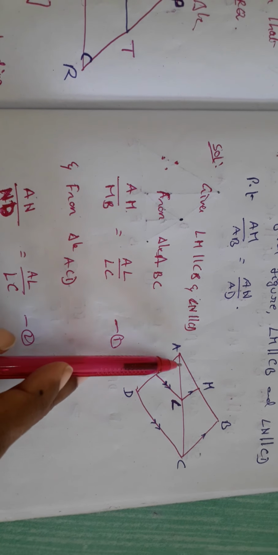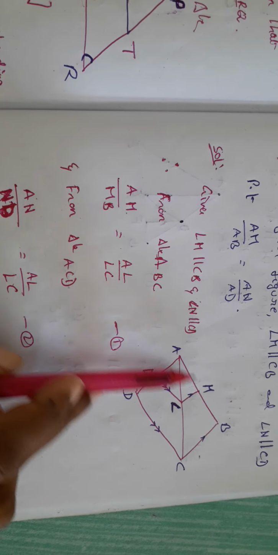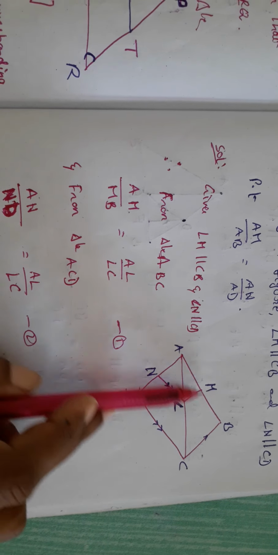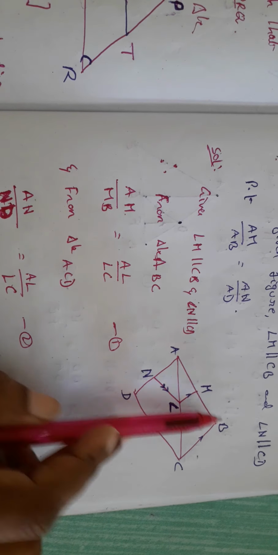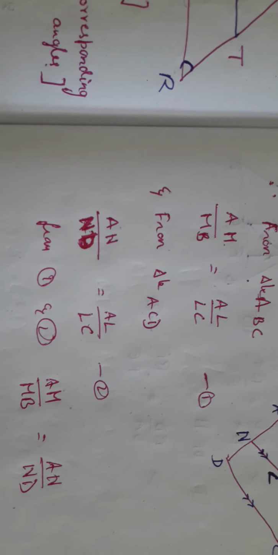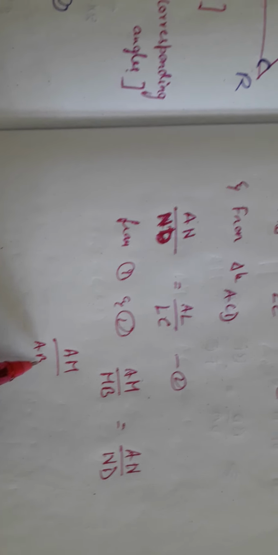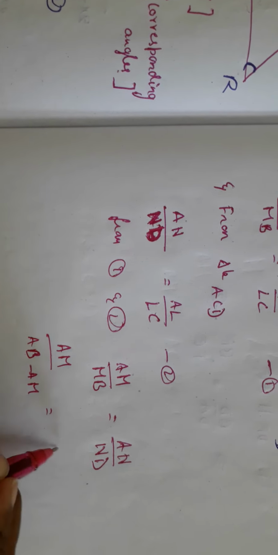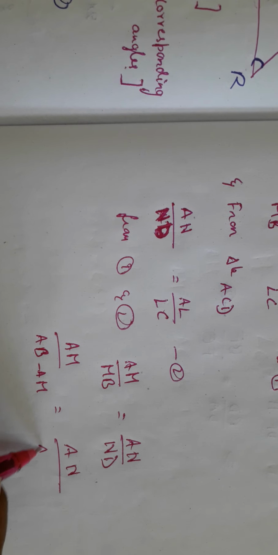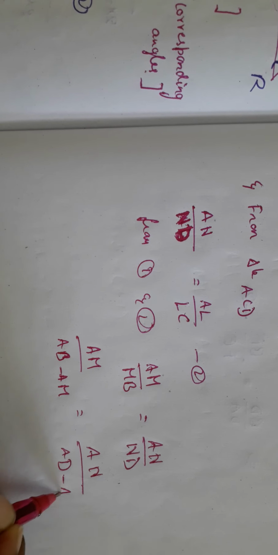But what do we have in our hand? AM by MB we have. So, can you write MB in terms of AB? Yes, absolutely. From the diagram, MB is equal to AB minus AM. So that is what we are going to write here. That is AM by AB minus AM is equal to AN by, what is the side? AD minus AN.